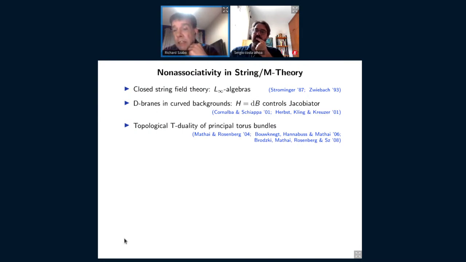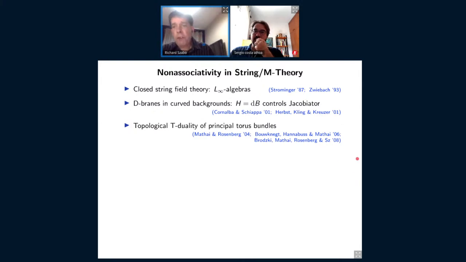And of course, understanding what these non-associativity relations mean led ultimately to the realization that L-infinity algebras underlie the structure of closed string field theory. So that's this famous work by Zwiebach back in '93, which was subsequently connected to the notion of a strong homotopy Lie algebra, which I'm not going to discuss in these lectures, but is in some sense a very natural place for non-associativity to occur, because these types of algebras do not have associativity relations. Rather, they have what are called homotopy associativity relations, where associativity is violated, but in a very controlled way.